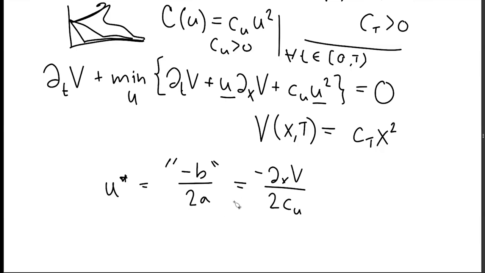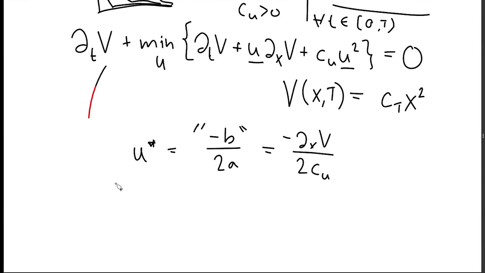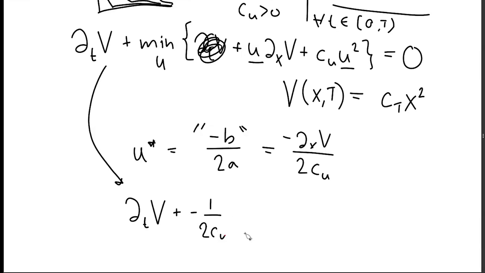And once we have that optimal control, we can now write this PDE not including a minimum, but instead just as a good old-fashioned PDE. Oh, sorry, that might have been confusing. We don't want this. I wrote the partial with respect to t twice. Okay, so we'll plug in our u star for this u here. So we're going to have negative 1 over 2cu partial x v squared. So this is a nonlinear PDE, and this is a very simple case. Typically the PDEs you're going to find in the Hamilton-Jacobi-Bellman equation are going to be nonlinear PDEs, right? Because it has this quadratic term.